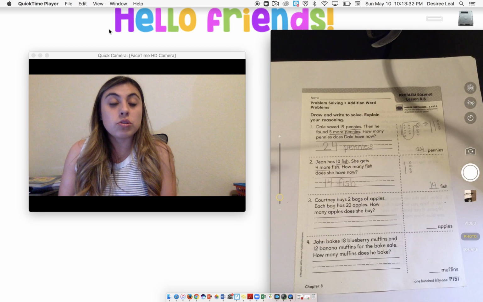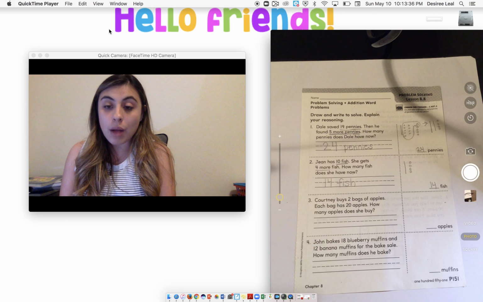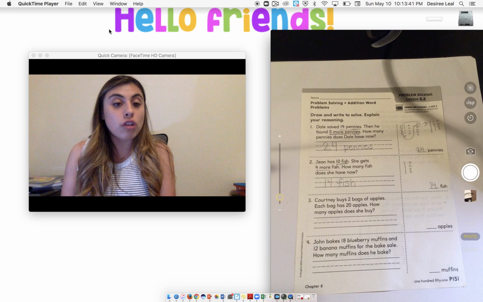These are word problems. You read the word problem, underline the important parts that you might need in order to solve the problem, and then solve it however you feel. Maybe you're going to make a 10. Maybe you'll just draw the quick picture and count.